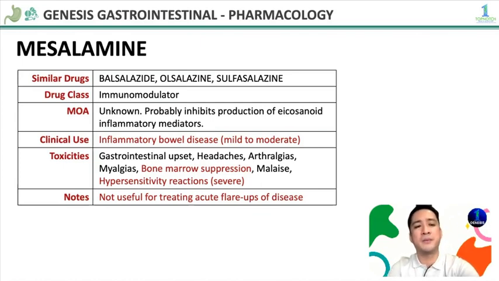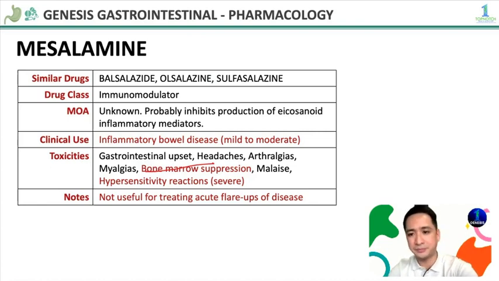Mesalamine is a prodrug. It needs conversion to 5-ASA. Sulfasalazine is broken down by the colonic bacteria to become the active metabolite 5-ASA. This 5-ASA is used in the management of your inflammatory bowel disorders, for example Crohn disease and ulcerative colitis. Because it acts as an analog of purine, it is inserted in the DNA and can cause bone marrow suppression. It is not useful for treating acute flare-ups of the diseases.